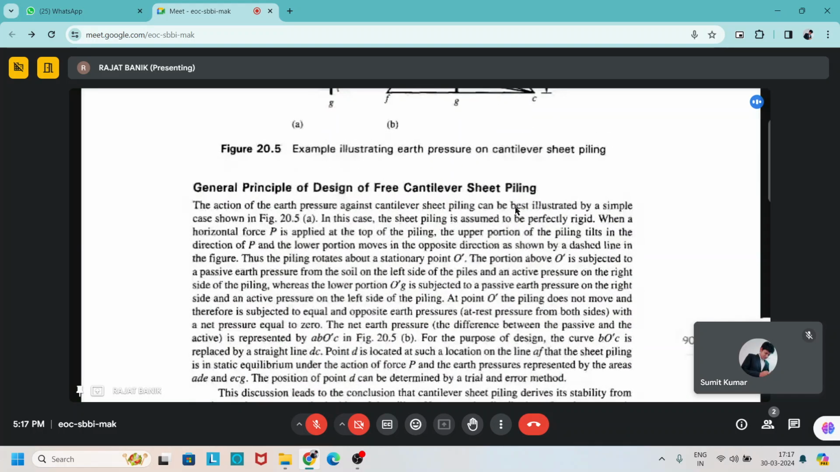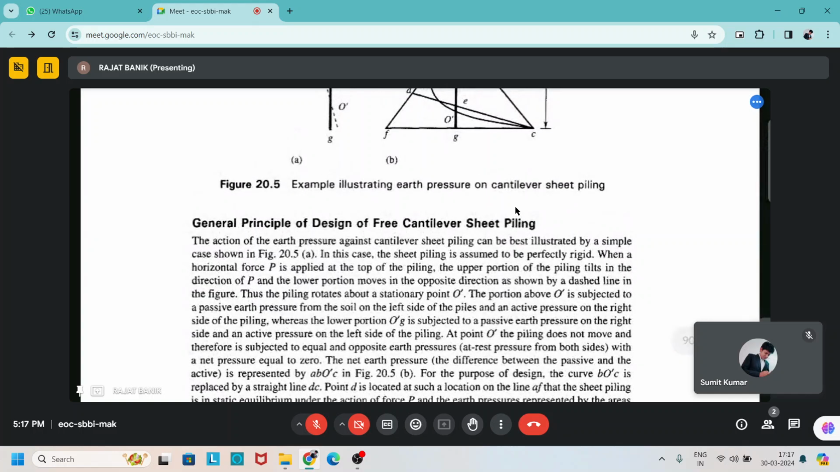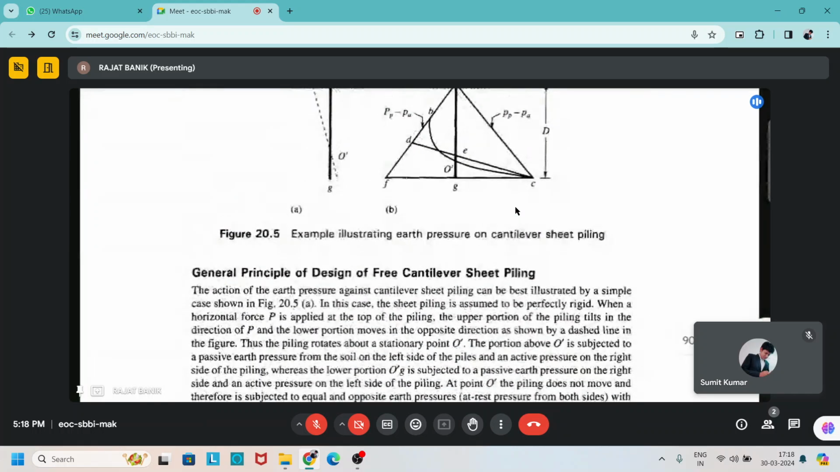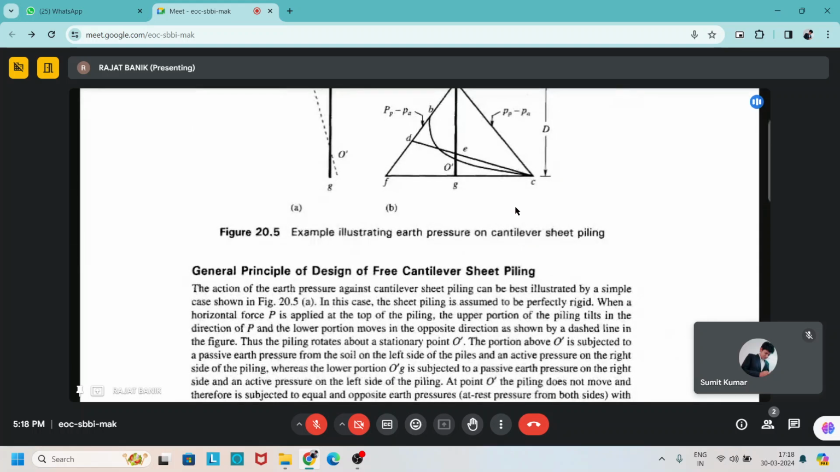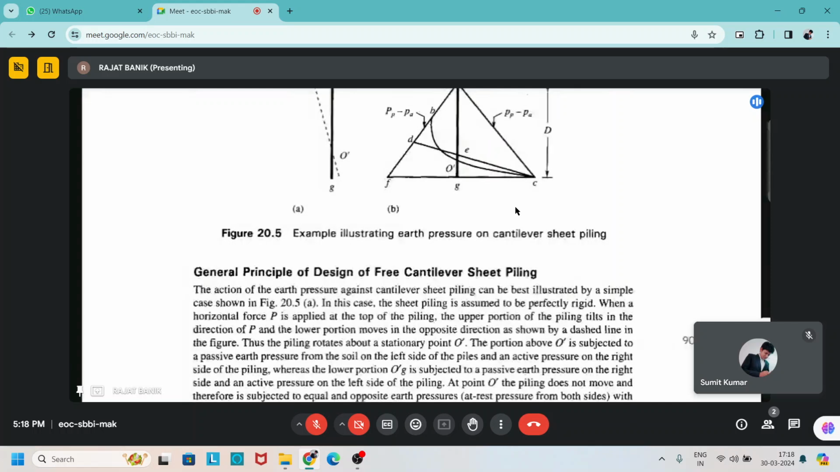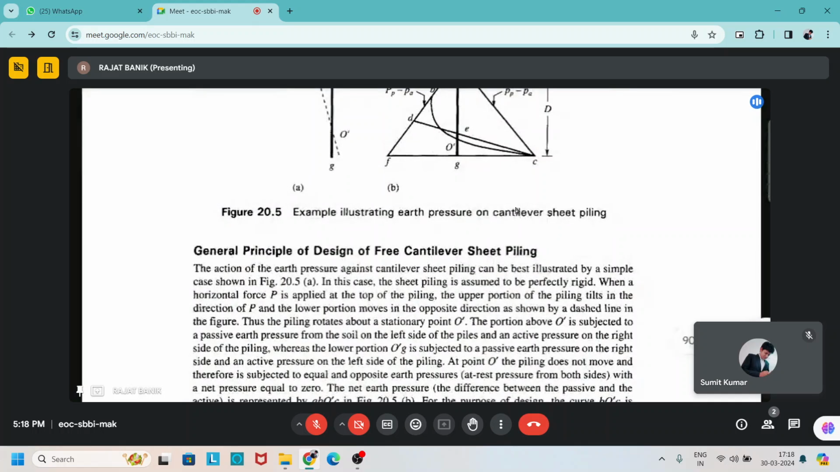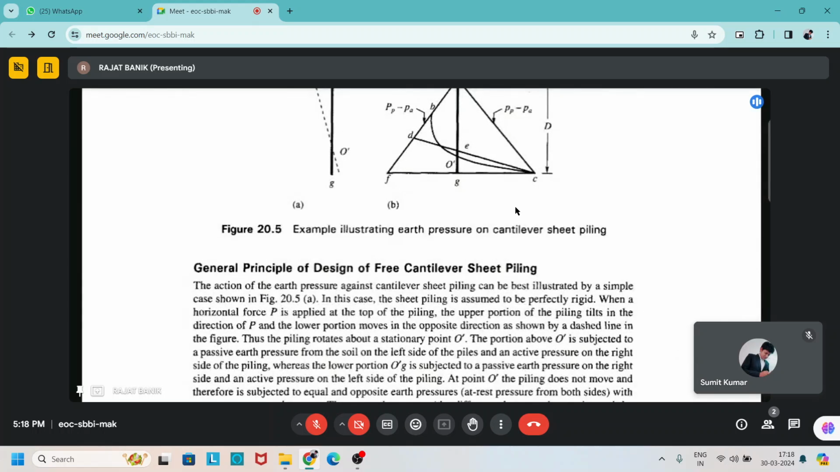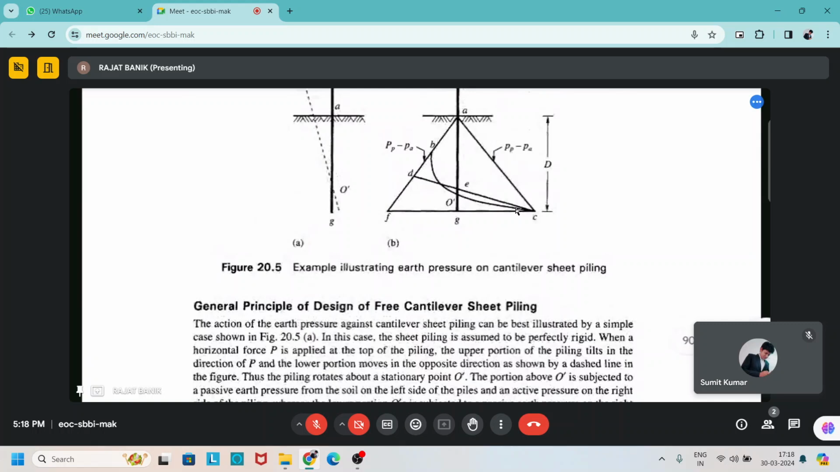The action of the earth pressure against the cantilever sheet piling can be best illustrated by a simple case shown in figure 20.5a. Here the sheet pile is assumed to be perfectly rigid, so there is no deformation of the sheet pile. When a horizontal force P is applied at the top of the piling, the upper portion of the piling tilts in the direction of P, and the lower portion moves in the opposite direction, as shown by a dashed line in figure A. Thus, the pile rotates about a stationary point O dash.